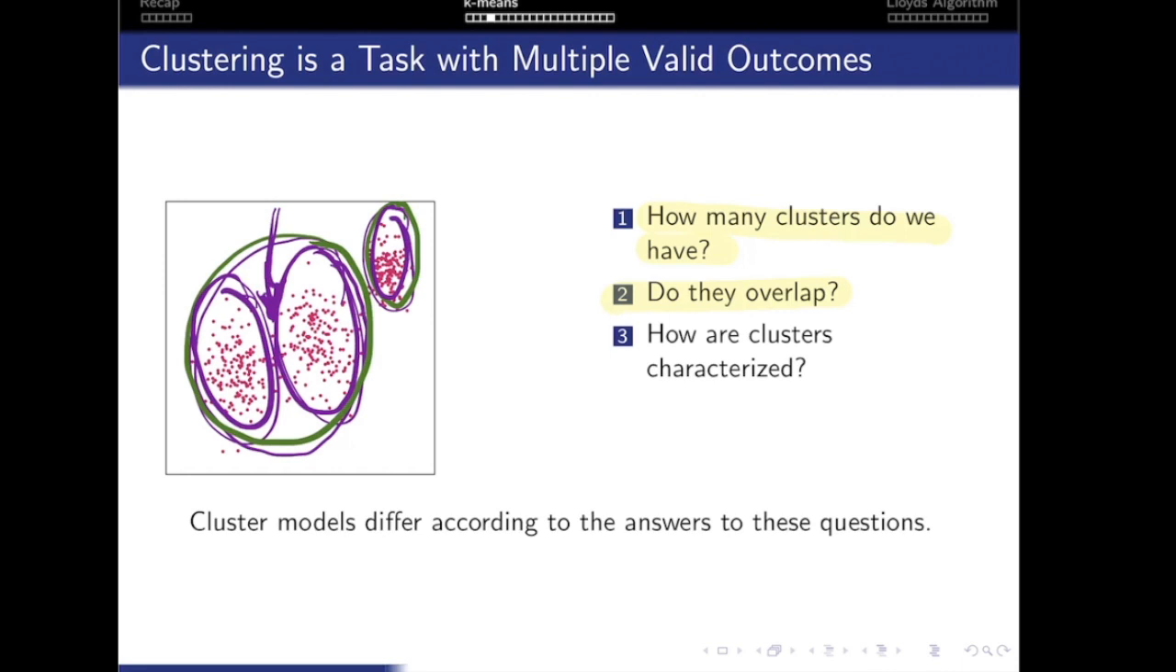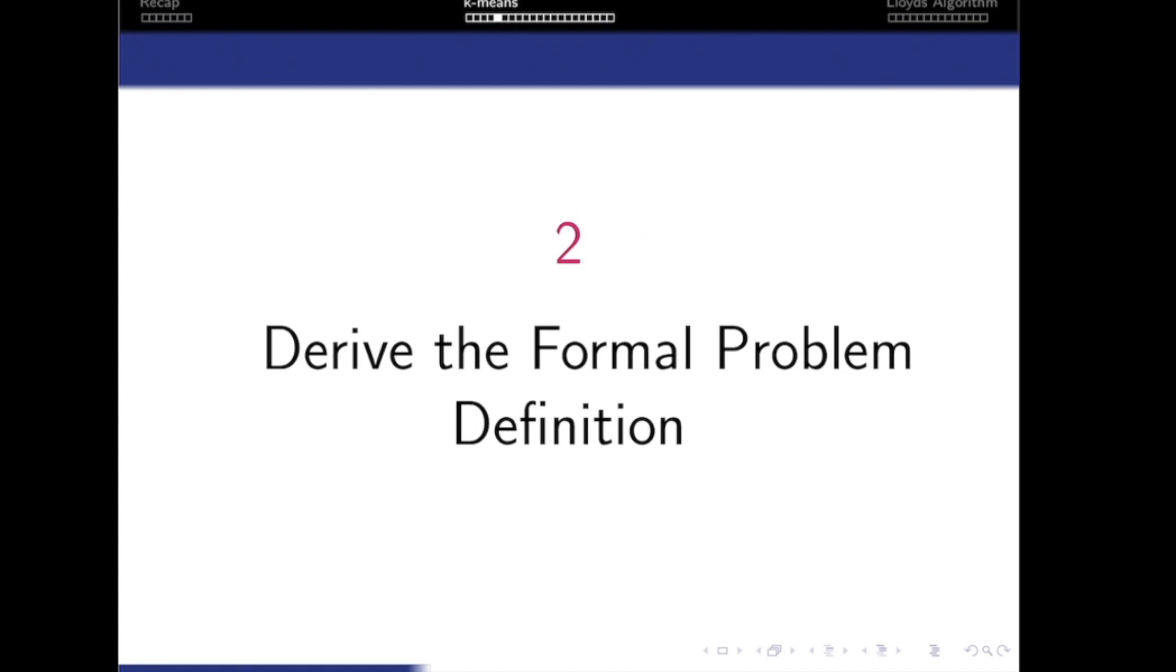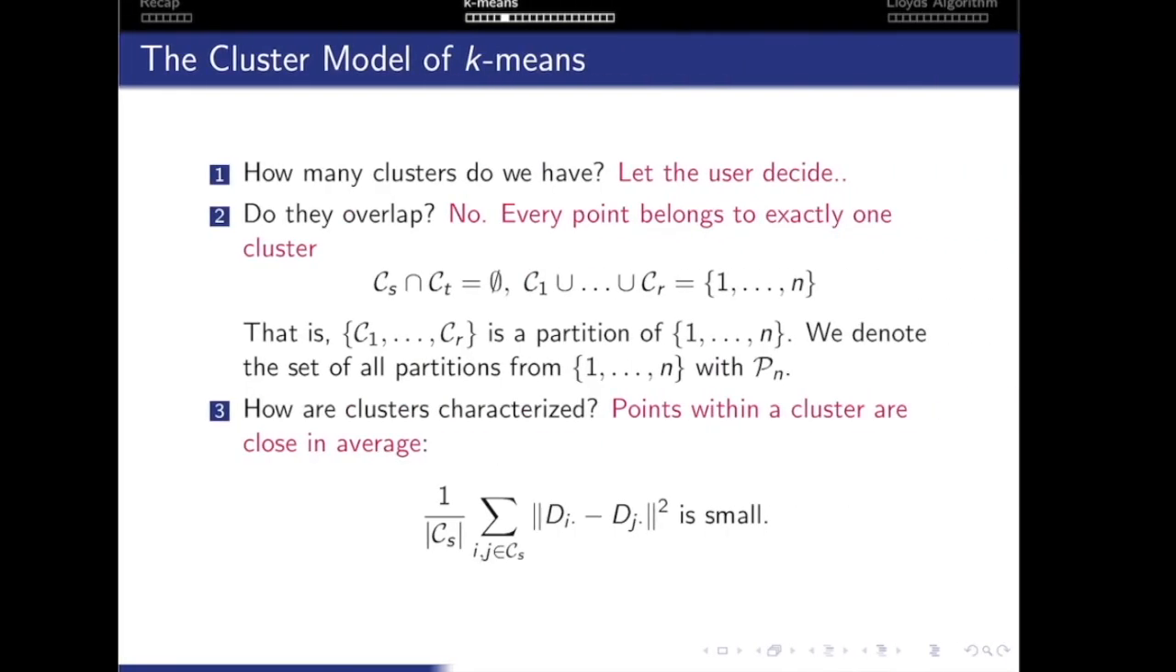And the last question is, how are clusters characterized? This aims at the objective function, which we are going to minimize. Depending on how you answer these questions, you get different clusters. So when we answer these questions, we can actually develop a formal problem definition. For k-means, we have the following answers.